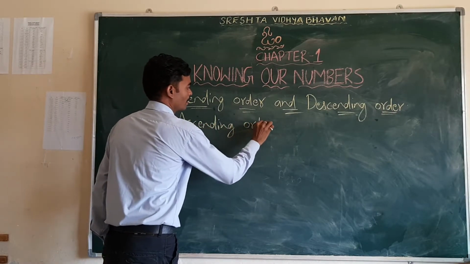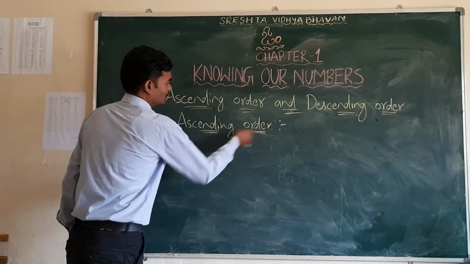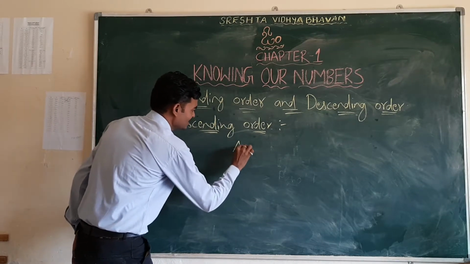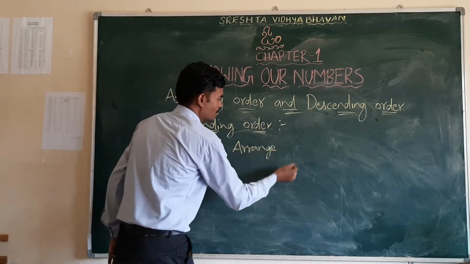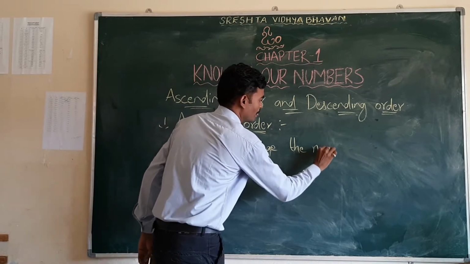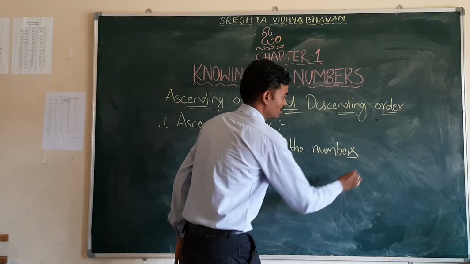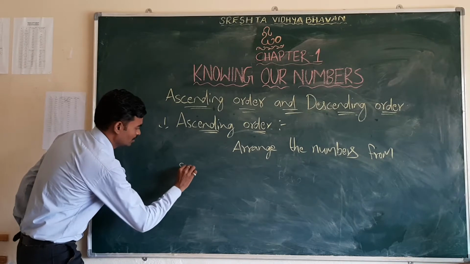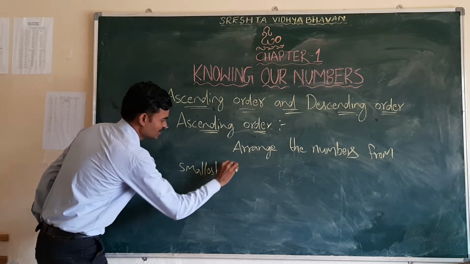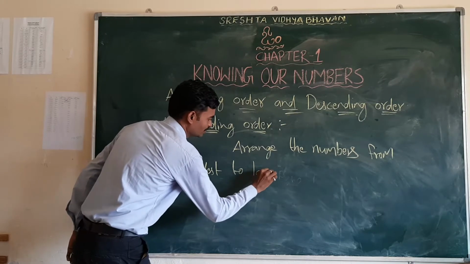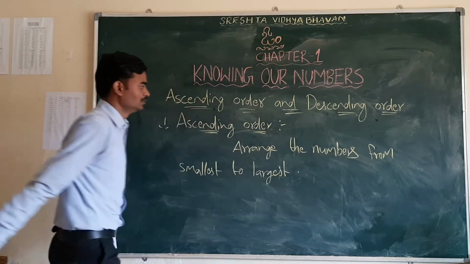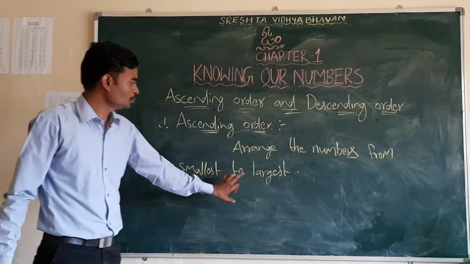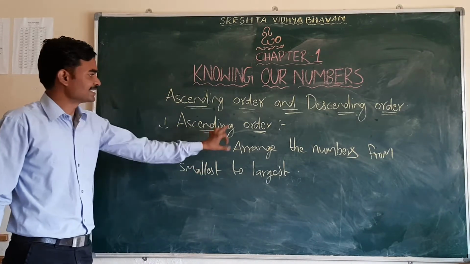Ascending order. Okay. Now the definition of ascending order is: arrange the numbers from smallest to largest. In this ascending order, arranging the numbers from smallest to largest is called ascending order.